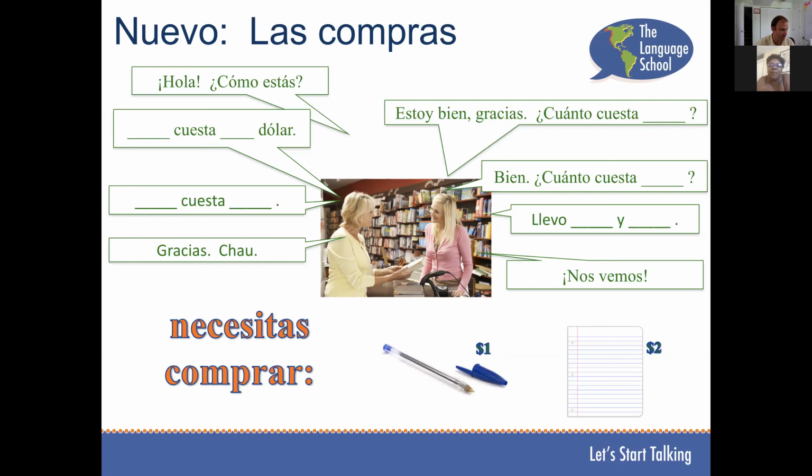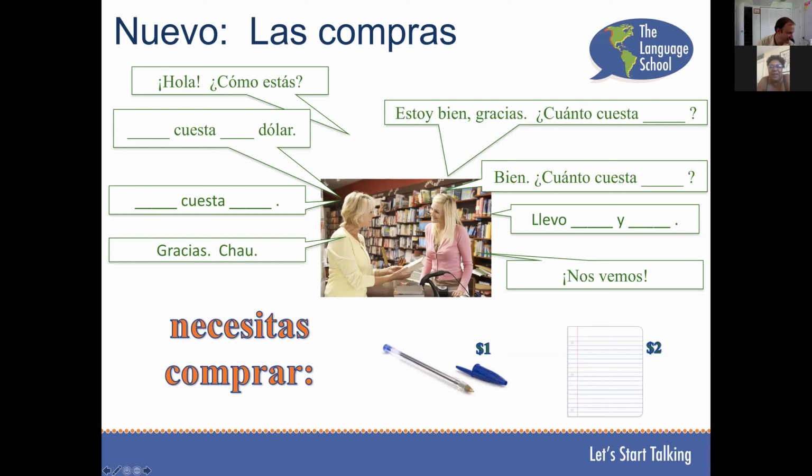So let's start over. Hola, ¿cómo estás? Estoy bien. ¿Cuánto cuesta el bolígrafo? El bolígrafo cuesta $1. Bien. ¿Cuánto cuesta el papel? Cuesta, make sure you put cuesta again, cuesta. Otherwise, you're saying, how much do I cost? Oh, yeah, no, I guess. And you're not for sale, right? No. ¿Cuánto cuesta? Okay, let's start from the top, okay?